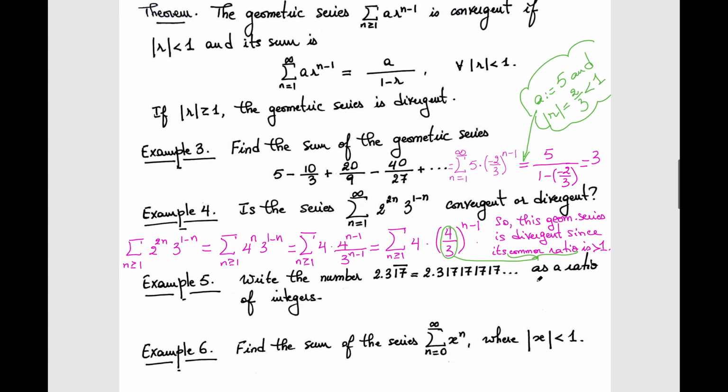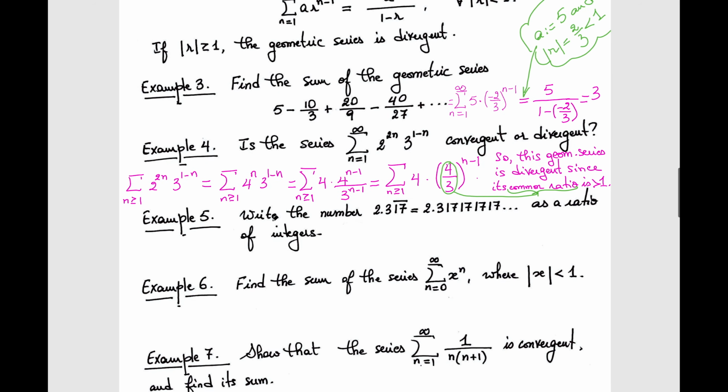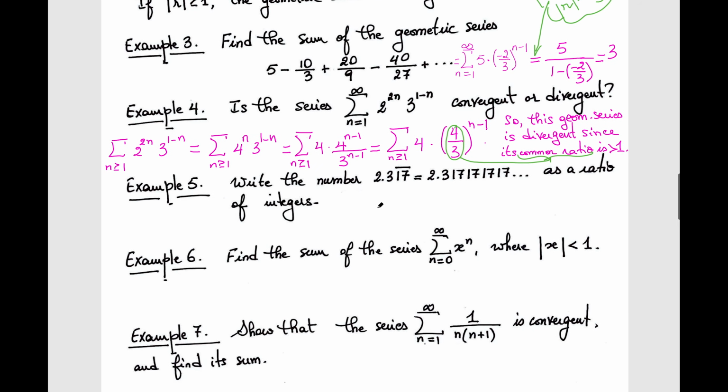Very good. Example 5. Write the number 2.317, so 17 bar, which means 2.317, 17, 17, 17, and so on, as a ratio of integers. As a ratio of integers.